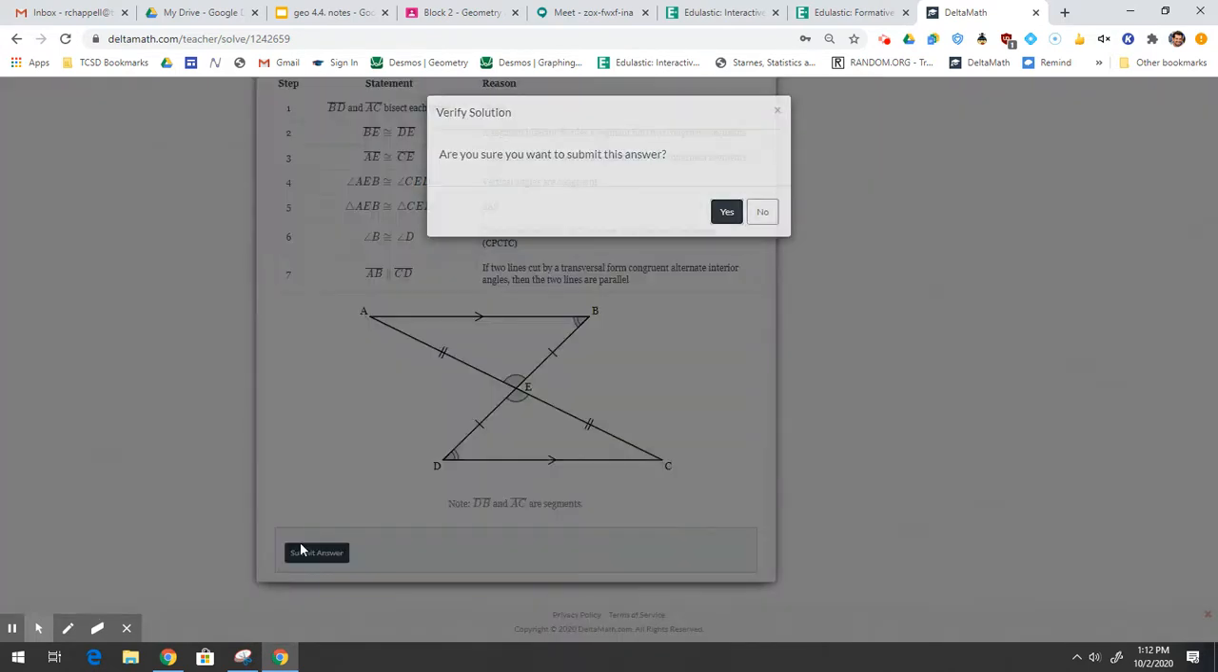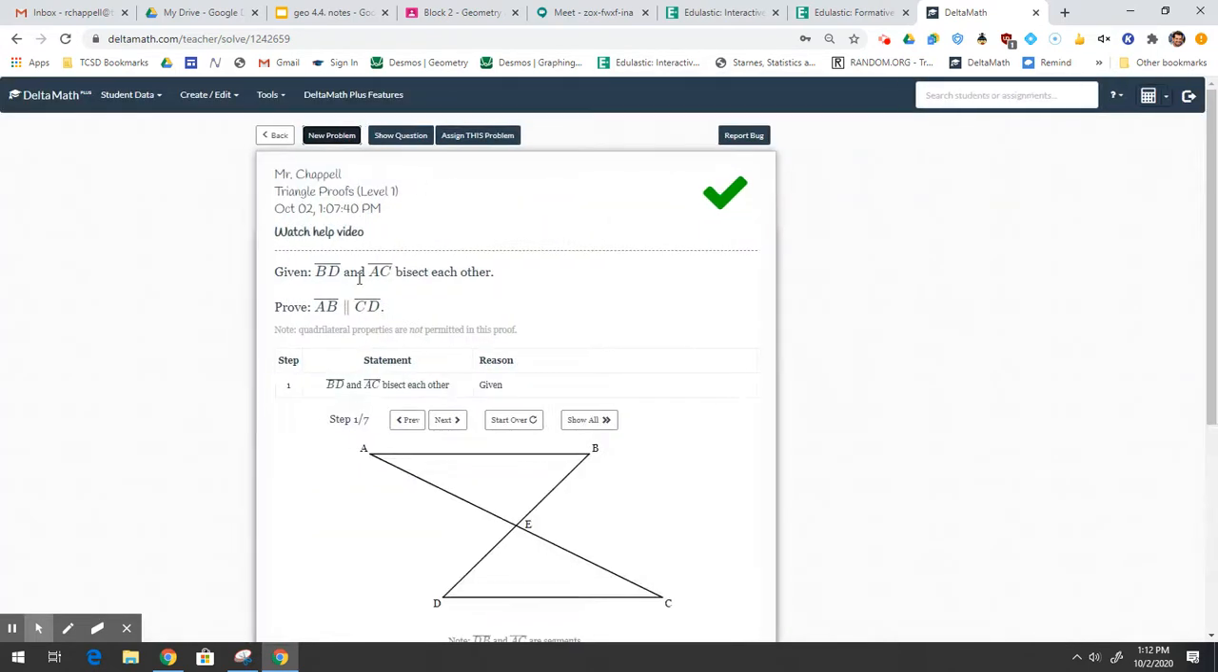Awesome. There we go, green check mark. So again, proofs are not easy. The more you do, the better. All right? So ask for help if you need it, but create a plan and go with it.